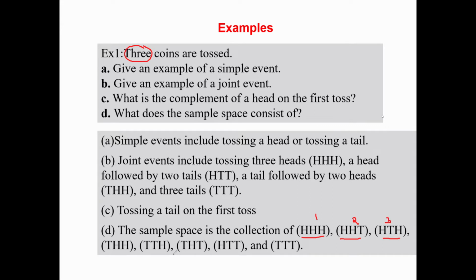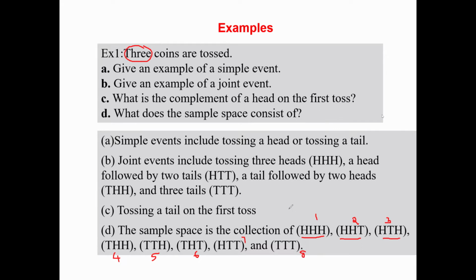Like this, you can see all the sample space events. The 4th one can be tail, head, head. The 5th one can be tail, tail, head. The 6th one can be tail, head, tail. The 7th one can be head, tail, tail, and the last one can be all tails.